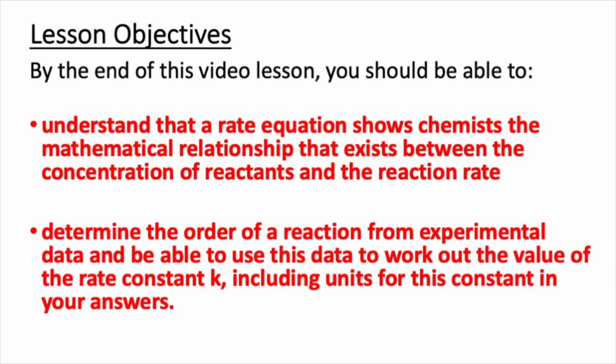So that concludes this video lesson. So after watching this video, you should now understand that a rate equation shows chemists the mathematical relationship that exists between the concentration of reactants and the reaction rate. And you should also be able to determine the order of a reaction from experimental data and be able to use this data to work out the value of the rate constant k, including units for this constant in your answers.